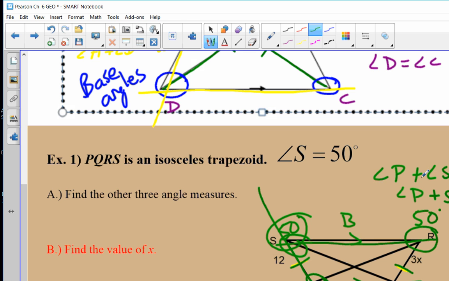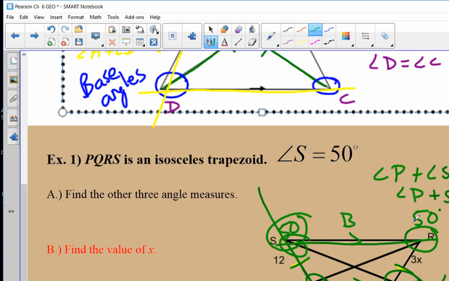Okay. So if angle P is 130, then this angle Q is a base angle with it. So angle Q should also be 130 because the base angles should be congruent. Okay. So really important rule there. Hopefully it's pretty straightforward. You kind of follow that and understand that. I think we're good there.